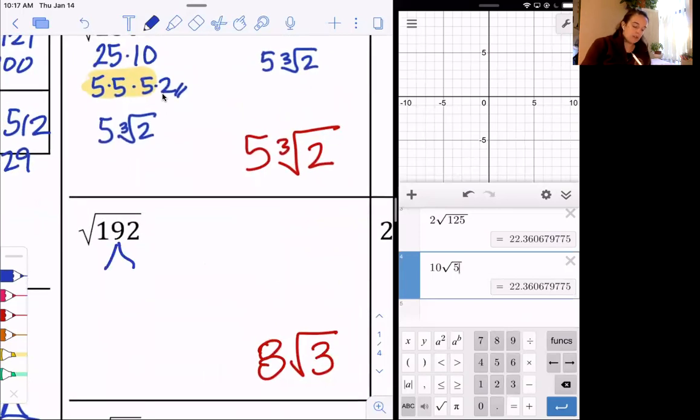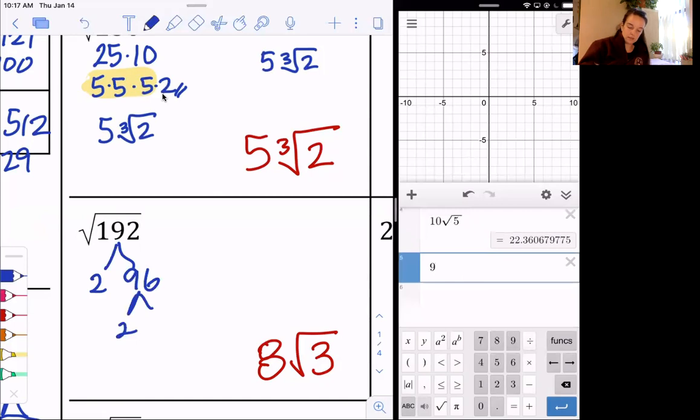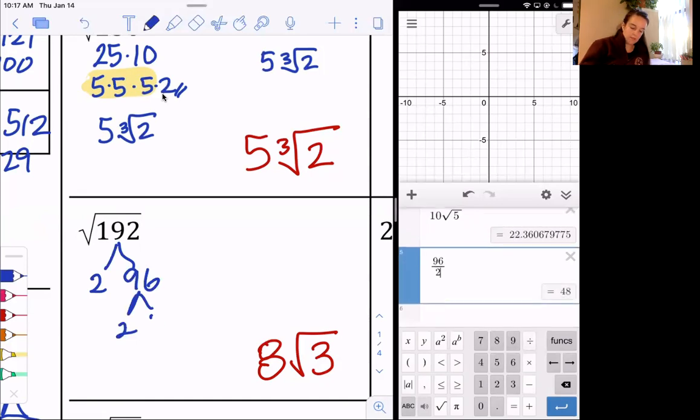If you want to break this down, you could say this is 2 and I don't know what that would be. 192 divided by 2. I don't know why I'm using the calculator on the side here, but I am. 96. Yes, 96. And then 96 is 2 and 48. 48 is 6 and 8. 8 is 2 and 4. This is 2 and 2. 6 is 3 and 2. This is why we maybe will be moving away from here.